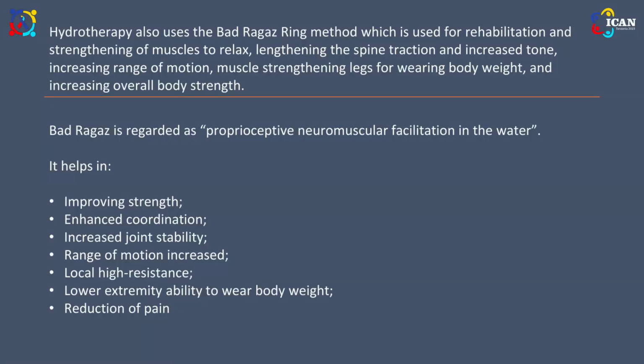This is another method, Bad Ragaz ring method. It generally uses the principles of proprioceptive neuromuscular facilitation, in which with Bad Ragaz techniques and also the Halliwick techniques, a lot of principles do overlap. This helps in improving the strength, coordination, joint stability, range of motion. It gives very high resistance, and there is reduction of the pain.